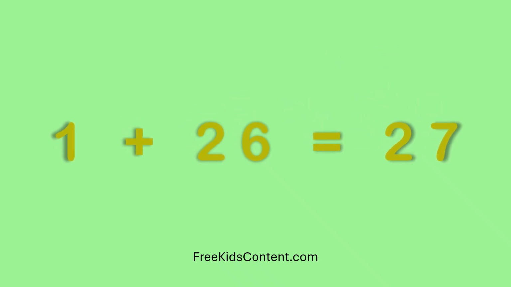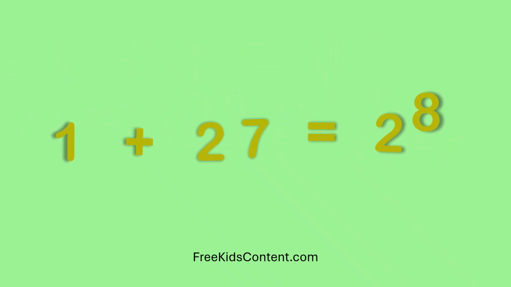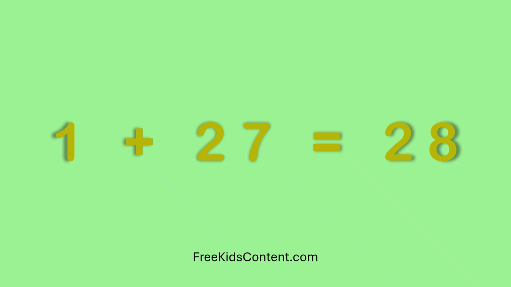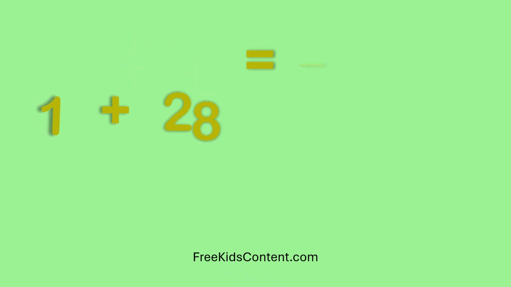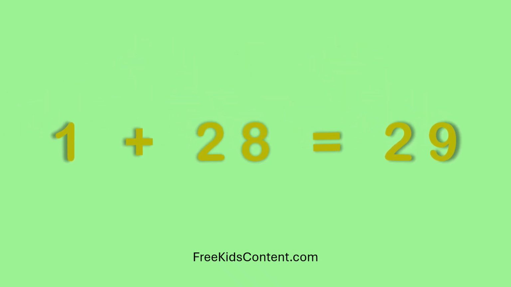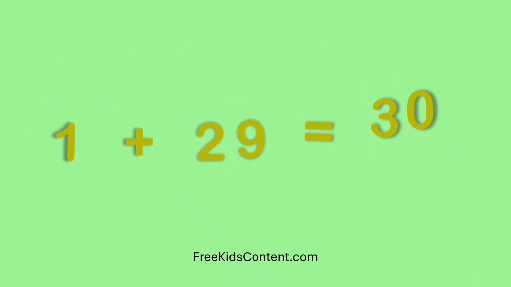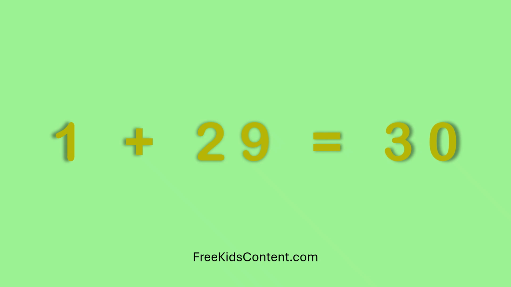1 plus 26 is equal to 27. 1 plus 27 is equal to 28. 1 plus 28 is equal to 29. 1 plus 29 is equal to 30.